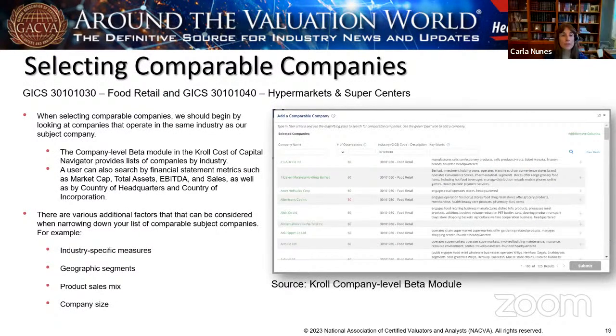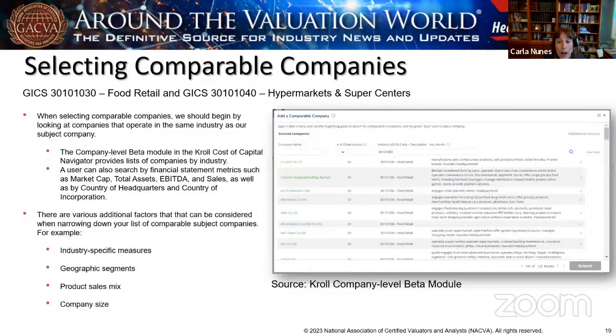Yeah. So when selecting comparable companies, we want to look first at which industry you're dealing with, or industries, right? It might be more than one, and then there are other things to help you tune down or get to your comparable companies to reflect the best business risk that is comparable to your company. So things like geographic segments, product sales mix, and company size are all things that you should be looking at. Now, we don't have all of these items yet in the tool, but we already have a number of them.